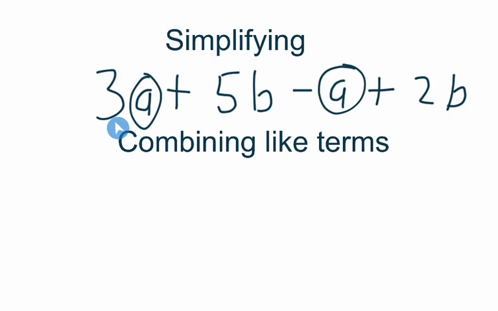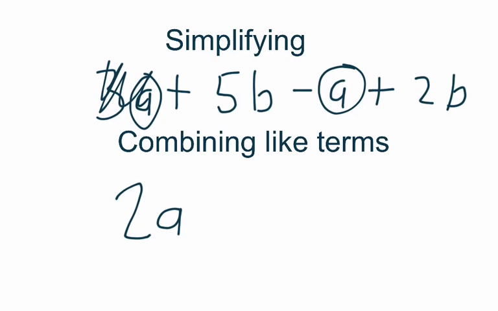Okay? This right here is telling me that I have 3 A's. Whatever A is, I don't know. I have 3 of them. And later on, it's telling me that I'm going to take away an A. So if I combine my terms that are with A's, my variables that have A's, I'm going to have 3 of them, and I'm going to take 1 away, which is going to leave me with 2 A's.